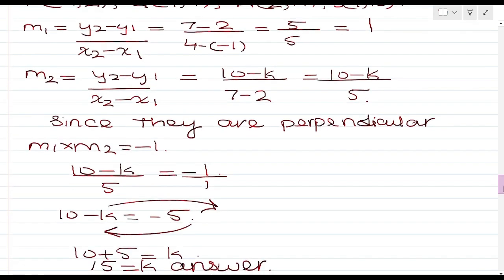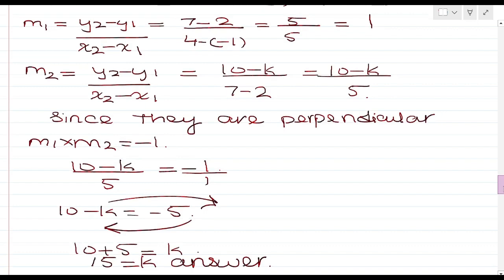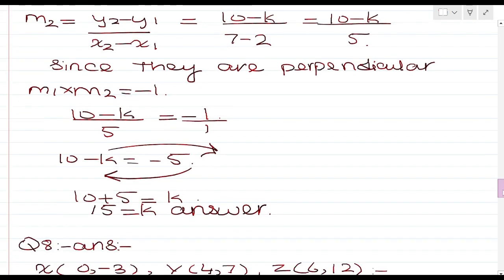So we can write 10 minus k over 5, which is m1, and that will be multiplied with m2, which is just 1, and that is equal to negative 1. So if we cross multiply, we get 10 minus k being equal to negative 5. So 10 plus 5 is 15. That means that the value of k is 15. That is the value of the unknown.